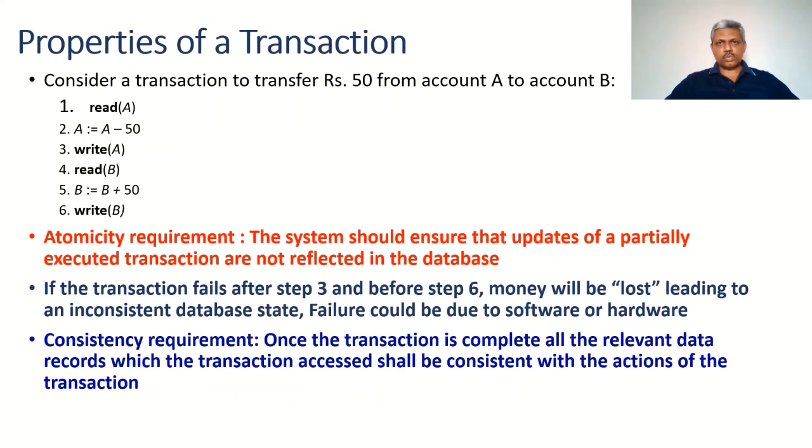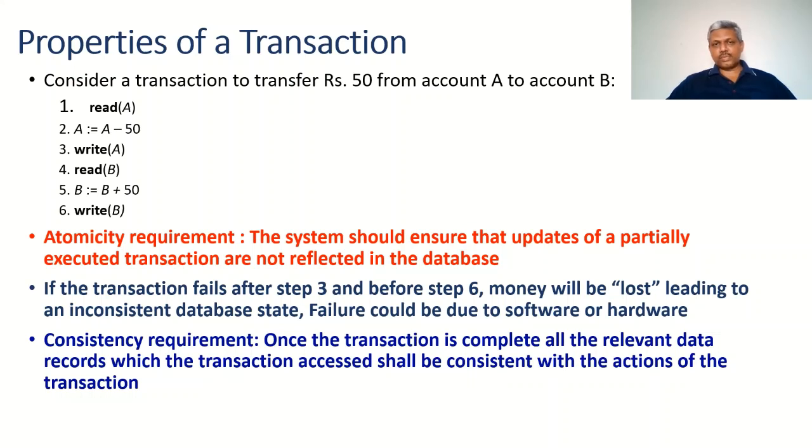Talk about the properties of transactions. The first property of any transaction is atomicity. The transaction should be treated as atomic. Though in a transaction there are several actions or steps involved, we treat every transaction as an atomic unit, that is, an indivisible unit. That means we treat either the transaction is completed or not started at all.